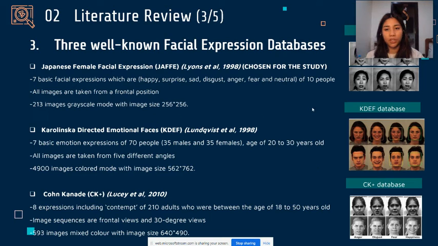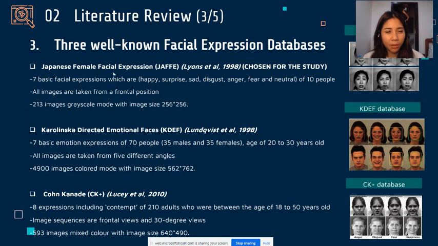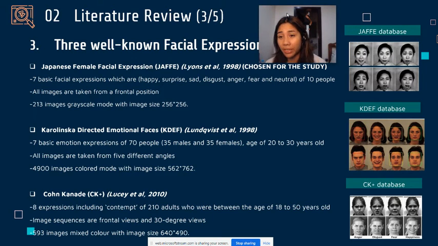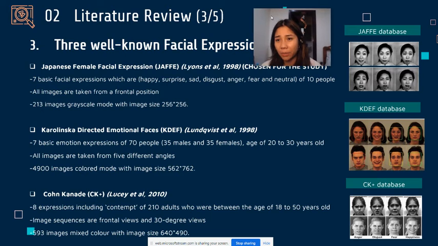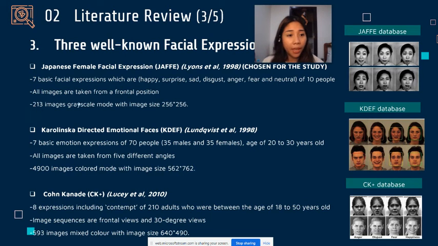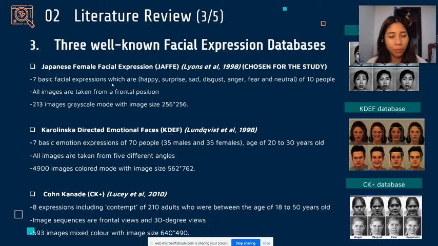This is where our interest has sprouted. The three well-known facial expression databases mostly used in the studies before are Japanese Female Facial Expression, JAFFE, Karolinska Directed Emotional Faces, KDEF, and Cohn-Kanade. As you can see from the slide here are examples of the facial images. The number one mostly used database is JAFFE, due to its very clear image, frontal position camera, and as well as it is in grayscale. It contains 7 basic facial expressions, which are happy, surprised, sad, disgust, anger, fear, and neutral.